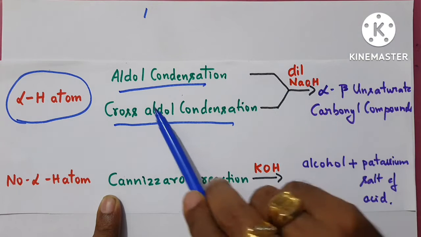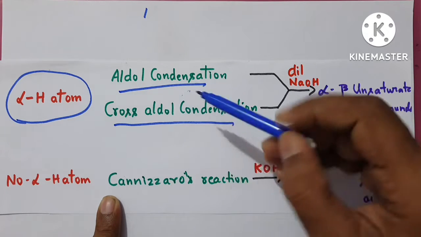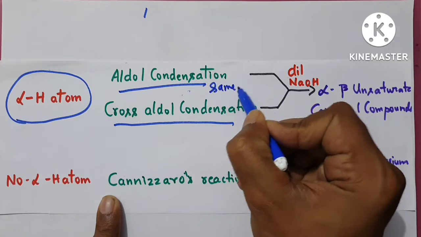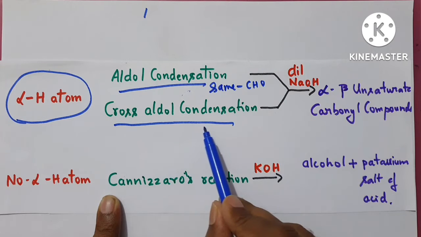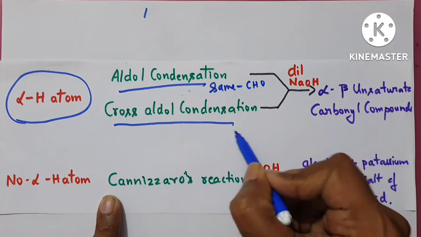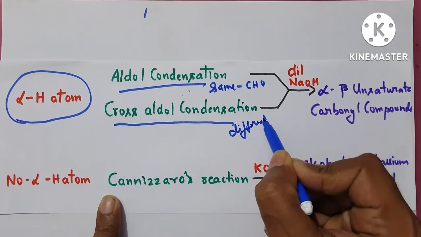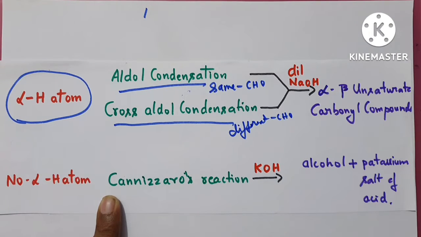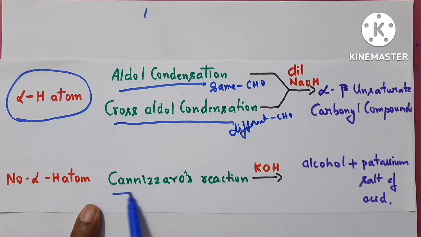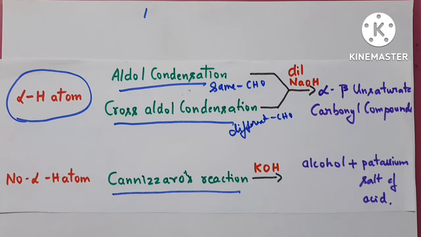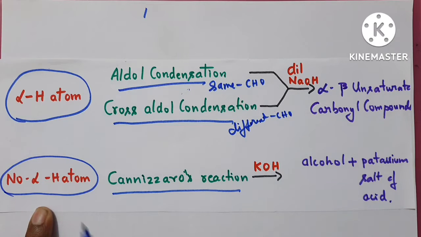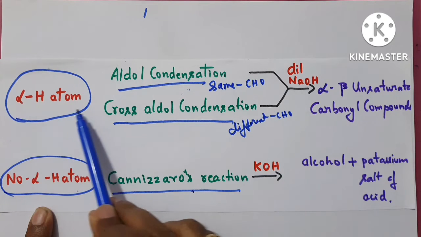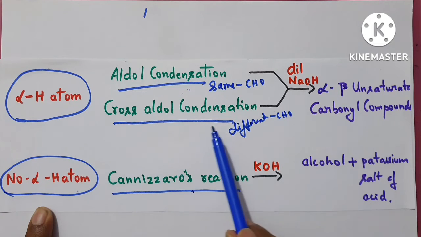Now remember children, aldol condensation takes place between the same type of aldehydes, whereas cross-aldol condensation takes place between different types of aldehydes. But when it comes to Cannizzaro's reaction, children, it is possible when the aldehyde contains no alpha hydrogen atom. No alpha hydrogen atom is equal to Cannizzaro's reaction. Alpha hydrogen atom is equal to aldol condensation, cross-aldol condensation.